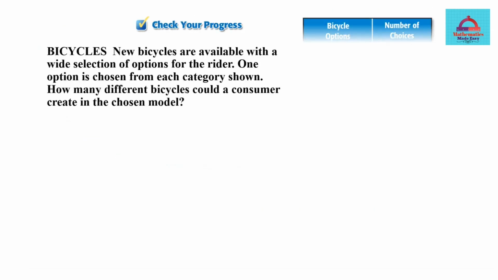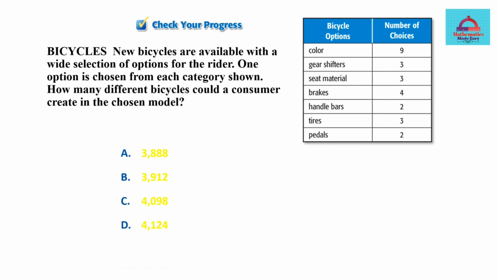Okay, so let's now check your progress with this multiple choice question, which has 4 options: A, B, C, and D. New bicycles are available with a wide range of options for the rider. One option is chosen from each category shown. How many different bicycles could a consumer create in the chosen model?